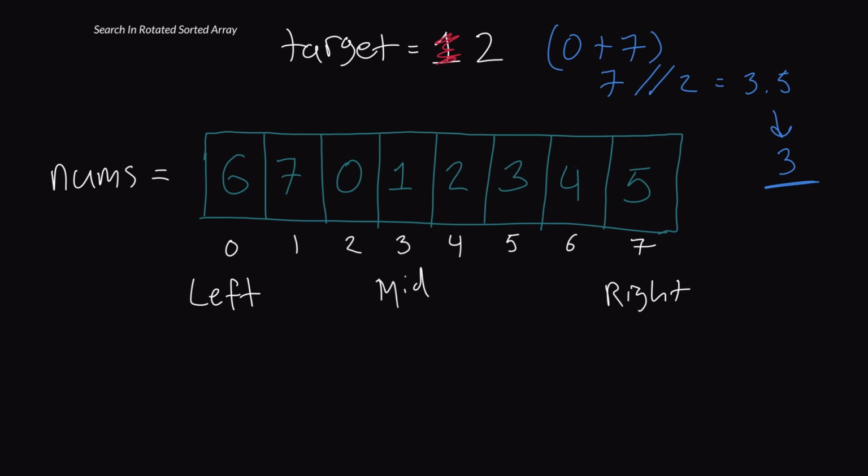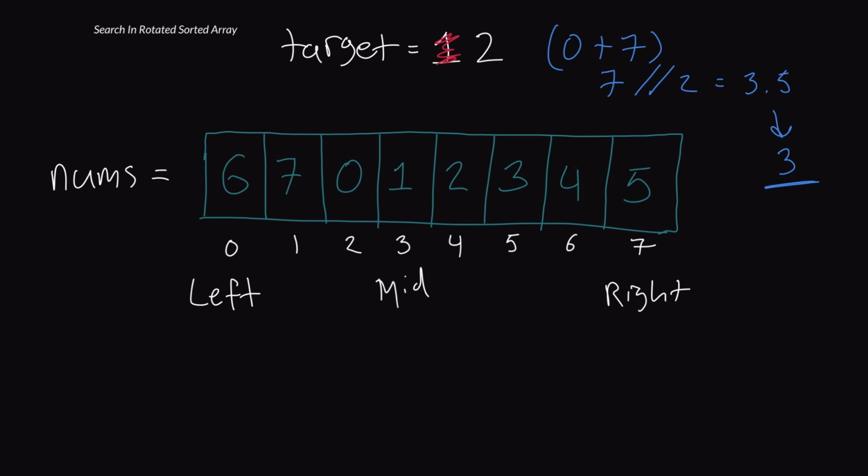Since we're searching for 2, it'll go like this. We'll first check the left half, which is all these numbers. We know that left is 6 and mid is 1. Based off that information, we know that 2 is not in here because while it is rotated, it is sorted in ascending order. And if mid is 1, that means that 2 cannot possibly be in this search space.